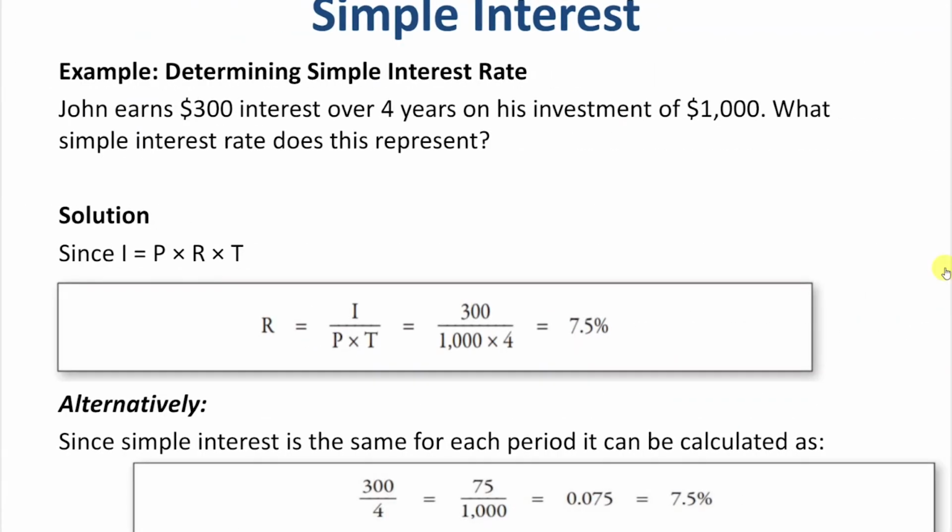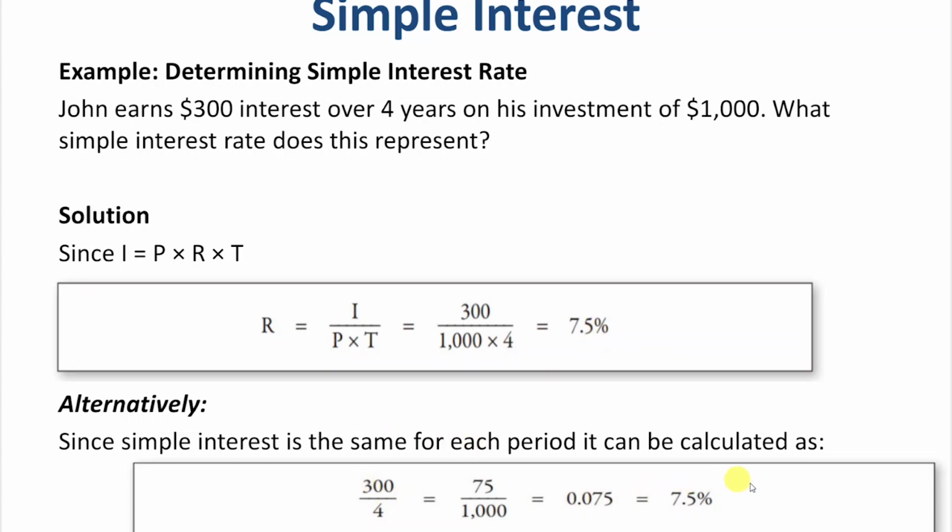Now, let's look again at rearranging the formula. We'll look at the percentages. So, a 4-year investment, principal of $1,000, $300 interest payment at the end of the period. So what is the interest rate? $300 divided by principal times period, which is 7.5%.